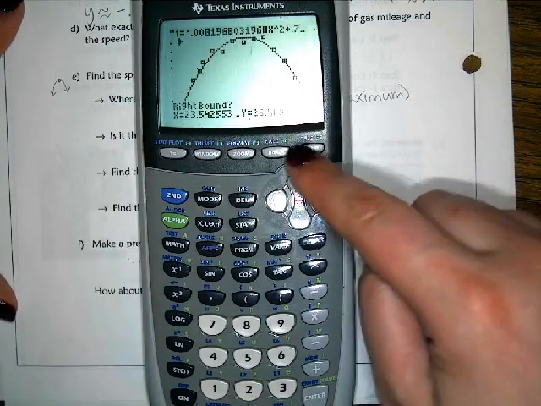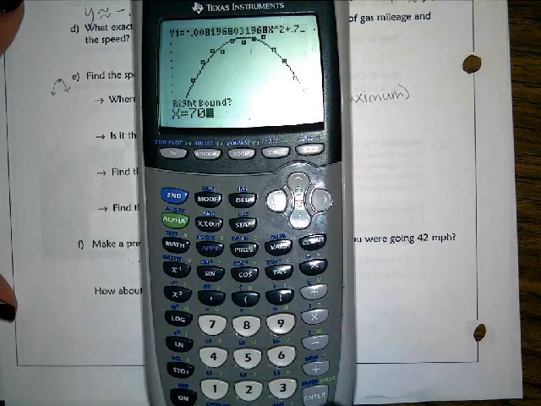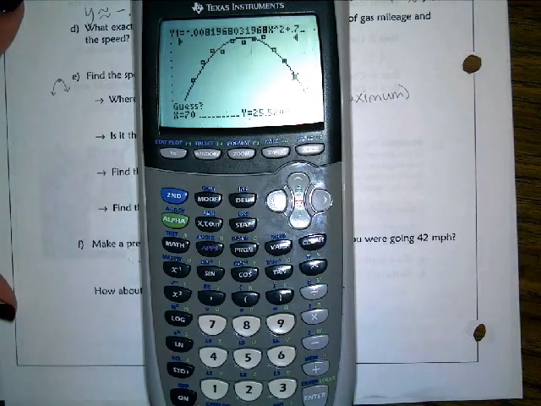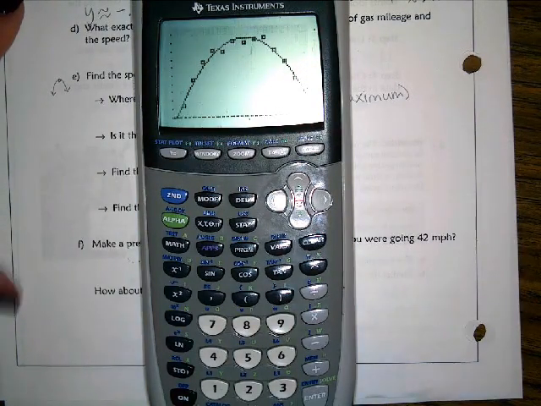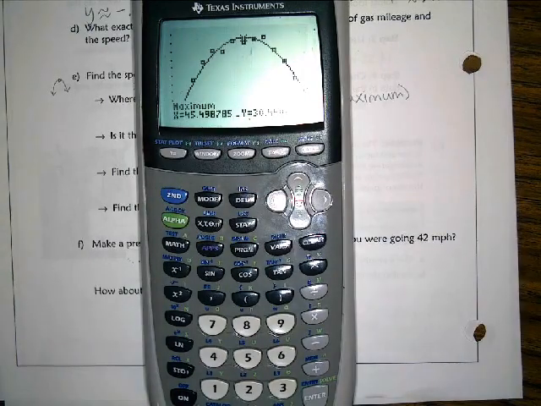The guess is always dumb. I always ignore the guess. And I just press enter one more time. And it finds the maximum for me, that vertex for me. So whenever your calculator asks you to do a left bound, right bound to find an answer, you can either use your arrows to go back and forth, or you can type the numbers to go back and forth. So I'm going to go ahead and write down what this point is.